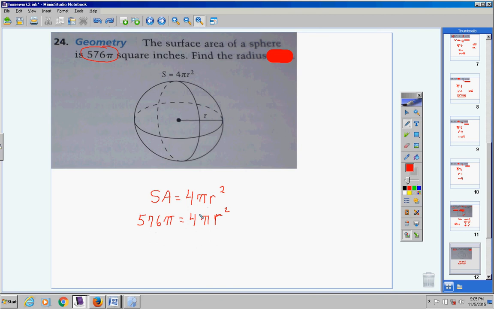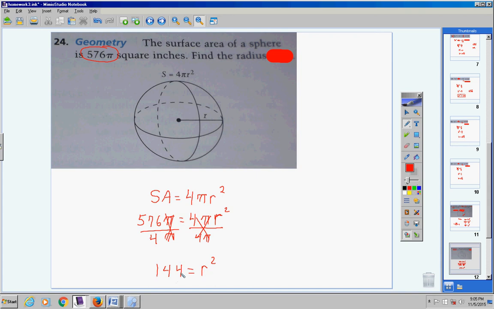So are all of my r squared terms on one side? Yes. Are all other terms on the other side? Yes. So the next step is divide by your coefficient. Well, my coefficient is 4 pi. Now you can see why I did not want you to put 3.14 in. Divide both sides by 4 pi. This cancels out, leaving you with r squared. Look what cancels here. Your pi's cancel out. And 4 goes into this, let's see, once. 144 times. Okay? So 4 goes into this evenly 144 times.